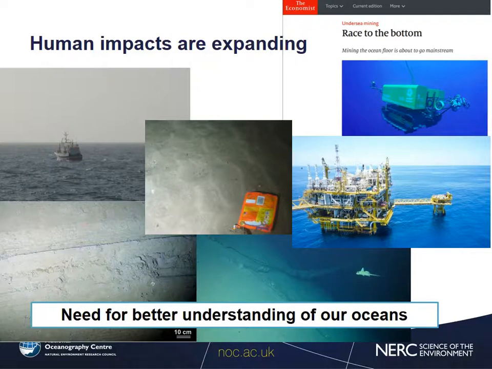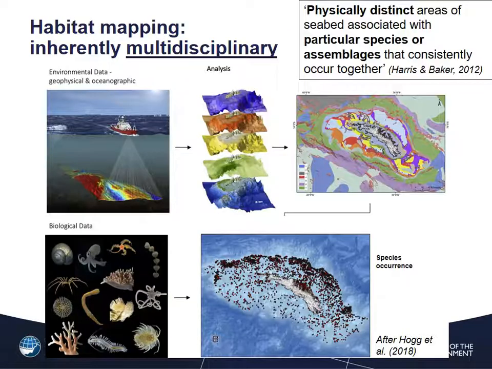And if we are working towards marine spatial management, the first thing people generally ask for is a habitat map. If we take this definition of marine habitats by Harris and Baker, then you'll understand that a marine habitat map is a very good summary document of the characteristics of your marine environment. And to create it is an inherently multidisciplinary activity.